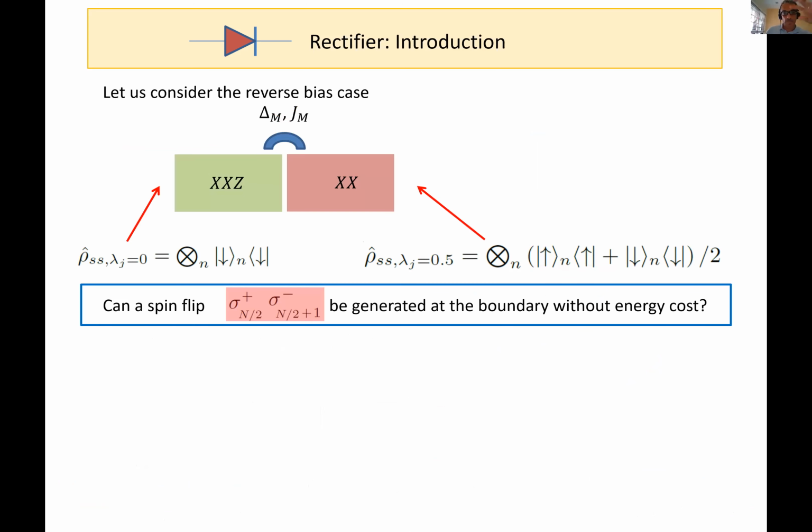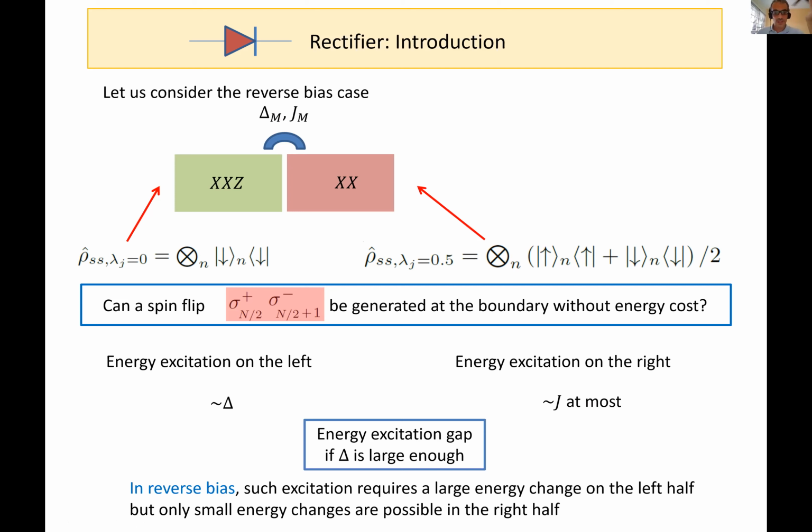Now, we don't think about the bath, we just prepare the state like this. And now, from not coupling it, we couple it. The only thing that can happen is that some excitation is produced here at the edge. Now the question is whether this excitation will be localized or can it spread out? It turns out that in the reverse bias, if the anisotropy is large enough, this excitation is kept. The excitations on the left-hand side are of the order of delta.